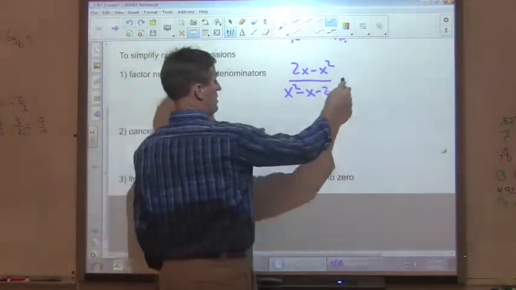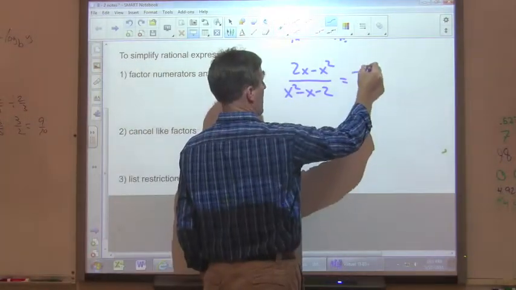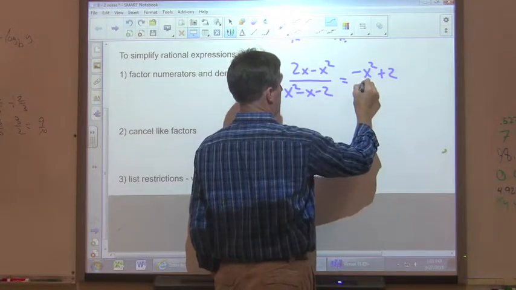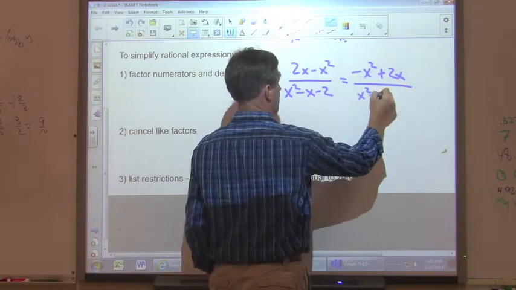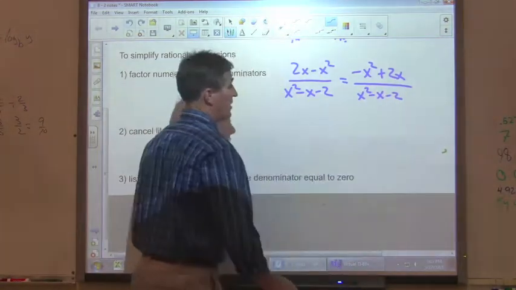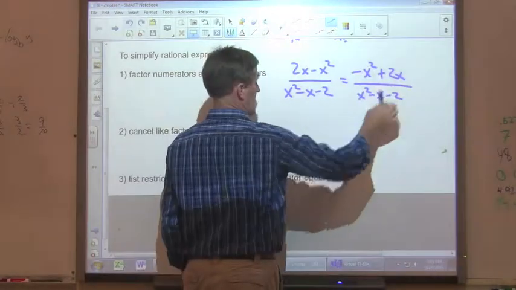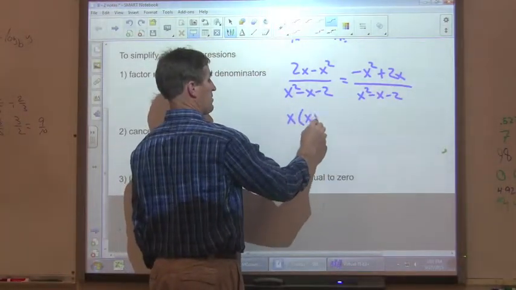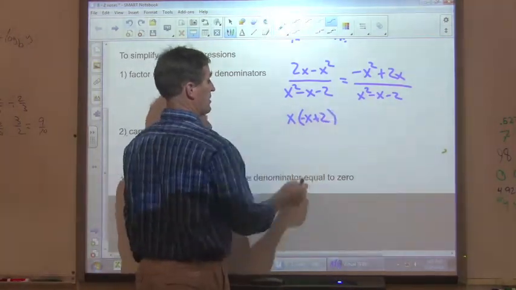Well, first of all, I always like to write these in standard form. So that would be negative x squared plus 2x. This one's okay. So when you pull out the greatest common factor, if you just pull an x out, I'll show you what happens if you just pull an x out. You get, sorry, negative x plus 2.